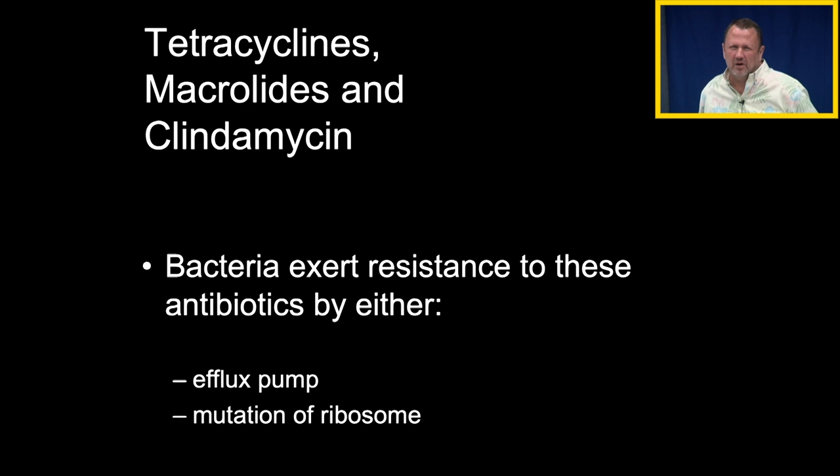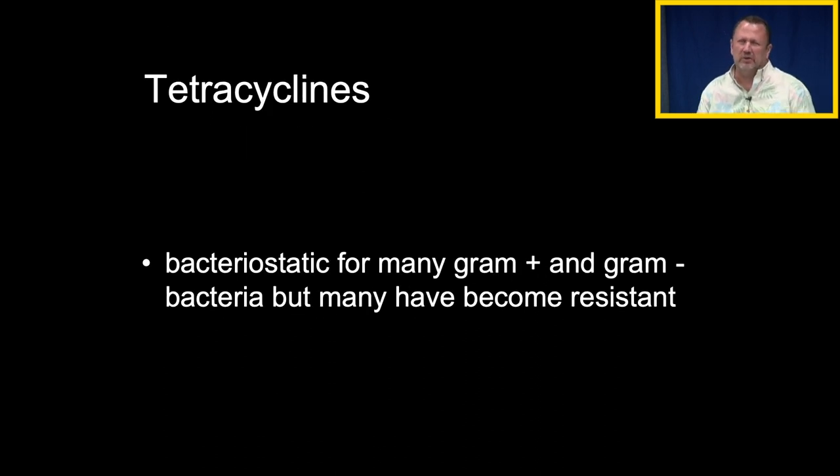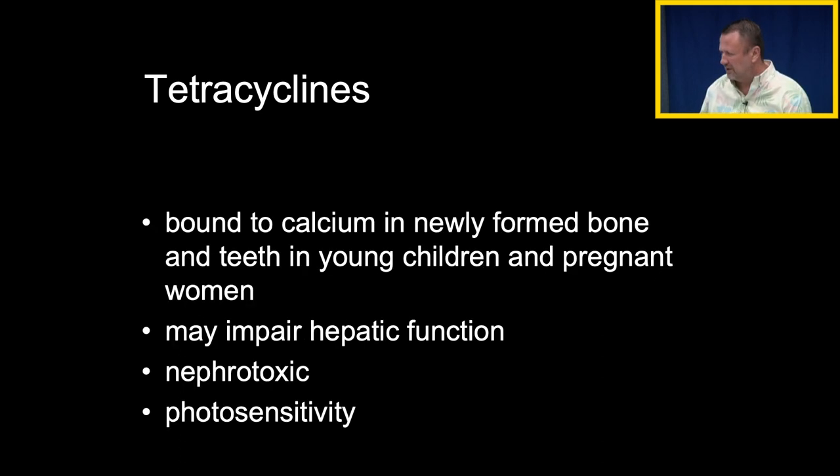All right, so the tetracyclines are ribosomal inhibitors. They are bacteriostatic, meaning they interfere with the reproduction of the bacteria, and they're used for all sorts of gram-positive and gram-negative bacteria. But over time, many bacteria become resistant to the tetracyclines. We want to avoid the tetracyclines in children and pregnant women because of this right here. This should be in bright yellow.